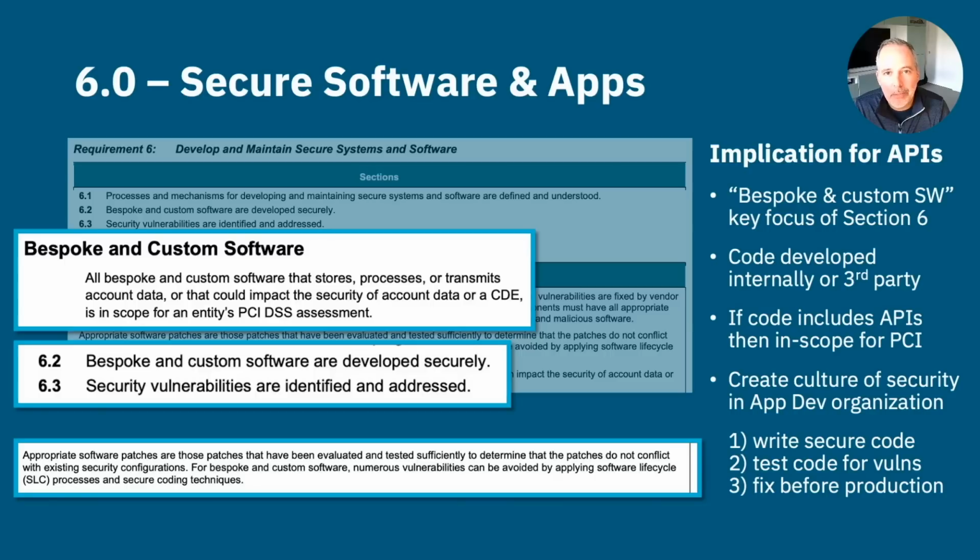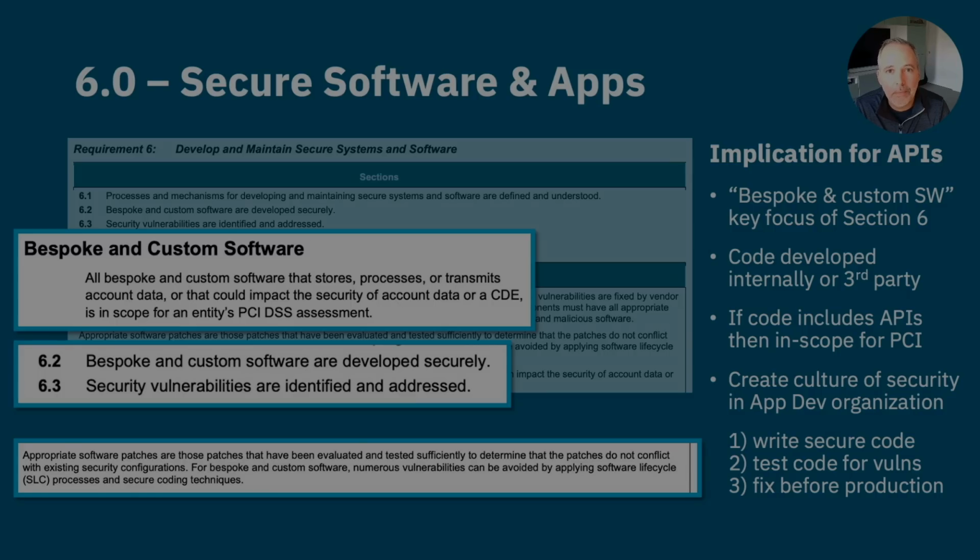So as we review the requirements throughout DSS 4.0, if it applies to your custom developed application, it applies to those APIs as well. Now here at the bottom, PCI has provided guidance that for custom software, numerous vulnerabilities can be avoided by applying software lifecycle processes and secure coding techniques. Organizations should strive to create a culture of security across the application development team, understanding application risks, writing more secure code, testing for vulnerabilities, and fixing ahead of production.